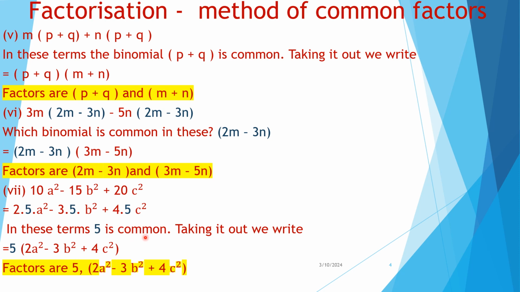Taking it out, we write 5 into 2a square minus 3b square plus 4c square. So the factors are 5 and 2a square minus 3b square plus 4c square.